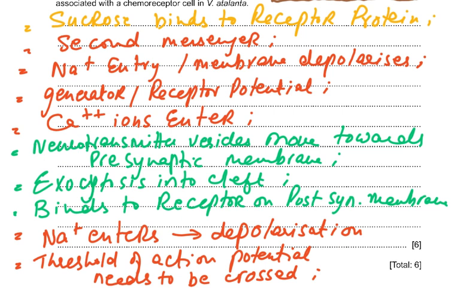So a lot of points here, and this was a 6-mark question. So we have about 10 points, and any 6 of these would get you your 6 out of 6. But either you know this or you don't know this. This was a very direct question. This wasn't something which needed to be thought about.